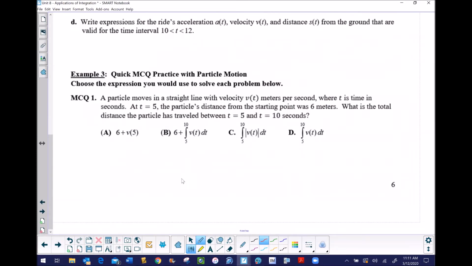So with that said, let's go ahead and take a look at example 3, which is actually a pair of multiple choice questions. They're very conceptual, so there's no computation that has to be done with these. If we read multiple choice question 1, it says a particle moves in a straight line with velocity v of t meters per second, where t is time in seconds. At time 5, the particle's distance from the starting point was 6 meters. What is the total distance the particle has traveled between 5 and 10?